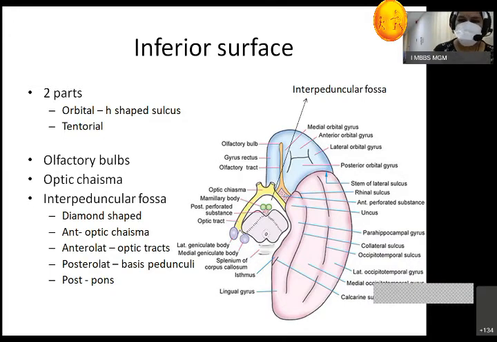Now this is almost diamond shaped. Anteriorly you can see there is the optic chiasma. Then anterolaterally there will be the optic tracts. Posterolaterally there is the basis pedunculi, and posteriorly there will be the pons. This is a cut section, so you are not able to see the pons. So this is the interpeduncular fossa.